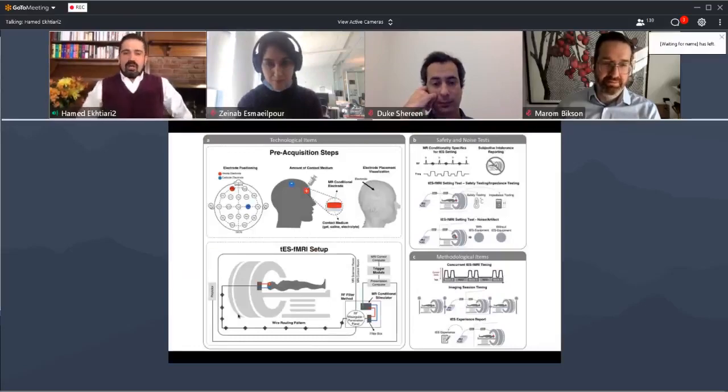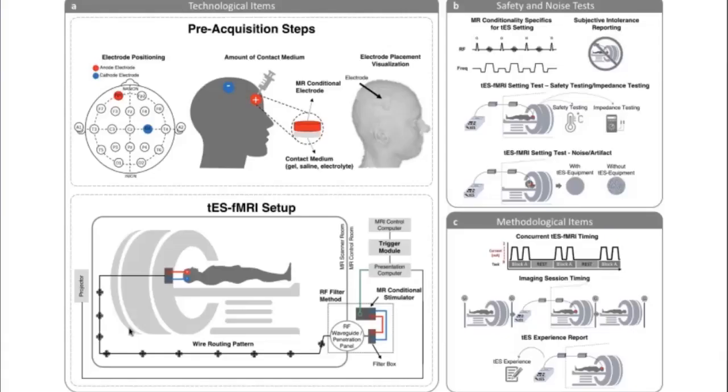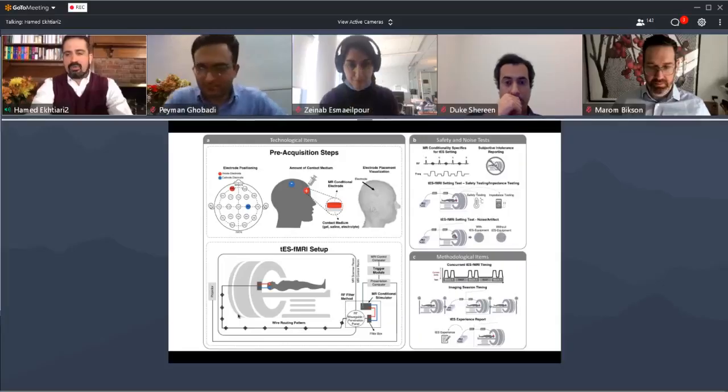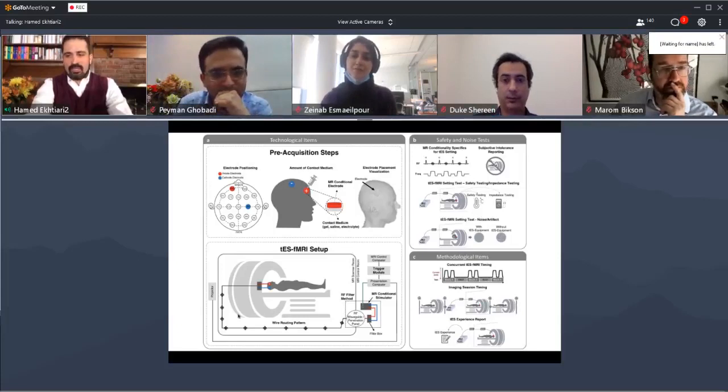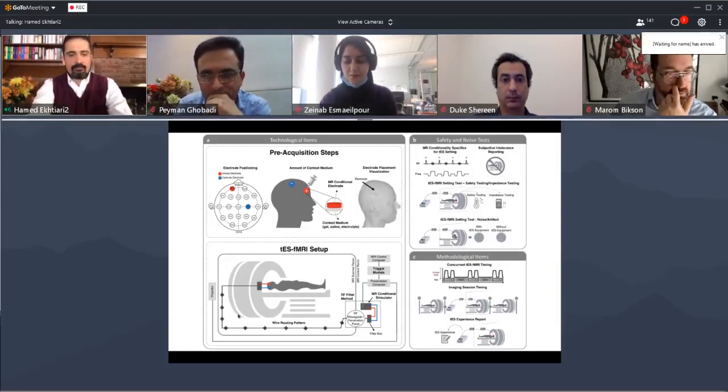So we realized that there are different technological items that we need to be careful are reported correctly and in detail. There are some safety and noise issues that are really important. Also, there are some methodological items that should be considered when we design or report a concurrent tES-fMRI study, to make sure that other labs would be able to replicate the results, or at least replicate the methods that we have.